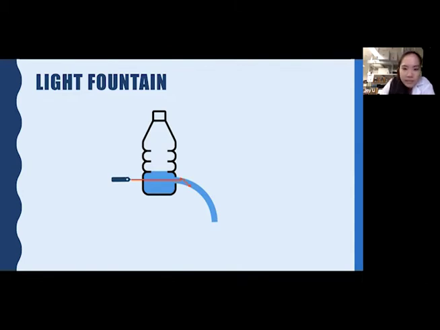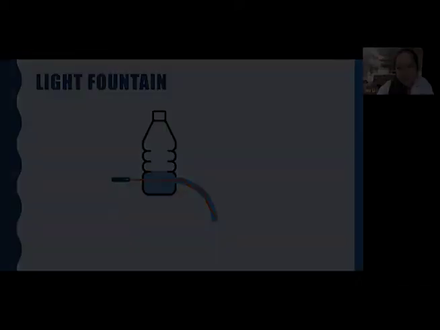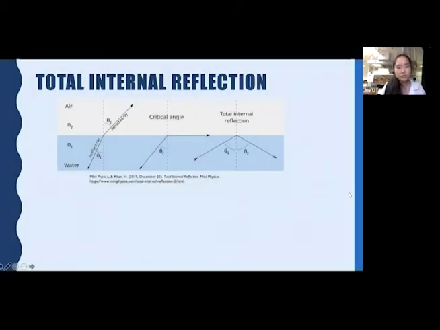And the result is that the light actually stays inside the water stream. So it's reflected, then it hits another boundary, and it is reflected again, and this just keeps happening. And this is how the light is trapped within this stream of water. It just keeps being totally internally reflected. So total internal reflection happens in a very special case.